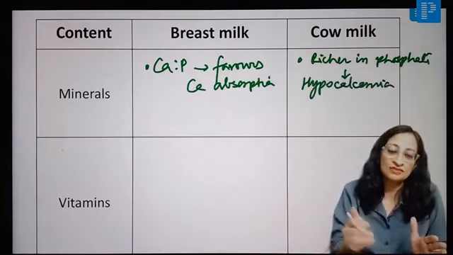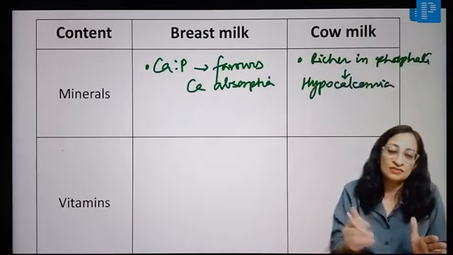Because breast milk is deficient in vitamin D, what is recommended? In the first year of life, all babies should get 400 international units of vitamin D supplementation daily. Because breast milk is deficient in vitamin K, all babies should receive 1 milligram intramuscular vitamin K at birth to prevent, now this was also asked previously, to prevent what? To prevent hemorrhagic disease of newborn. The new name for hemorrhagic disease of newborn is vitamin K deficiency bleeding.